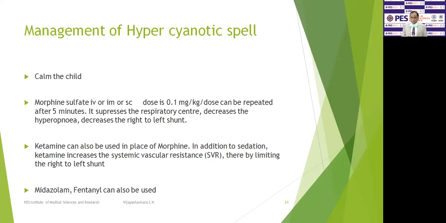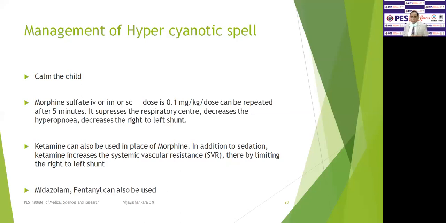The sedation which we use is morphine sulfate in a dose of 0.1 milligram per kg per dose. You can give it as IV; if you cannot get an IV, you can give it IM, or even subcutaneous. The dose can be repeated after 5 minutes. Morphine is a good drug to be used in the child with hypercyanotic spell because it suppresses the respiratory center. You know that is one of the adverse effects of morphine, but here it is useful and decreases the hyperpnea. So the faster breathing will come down and it decreases the right to left shunt.